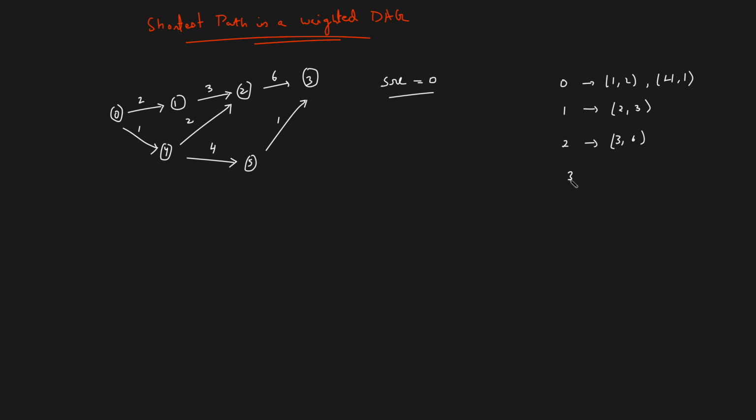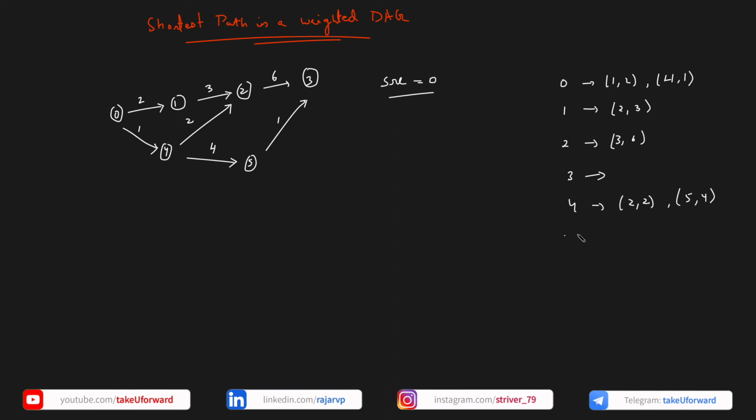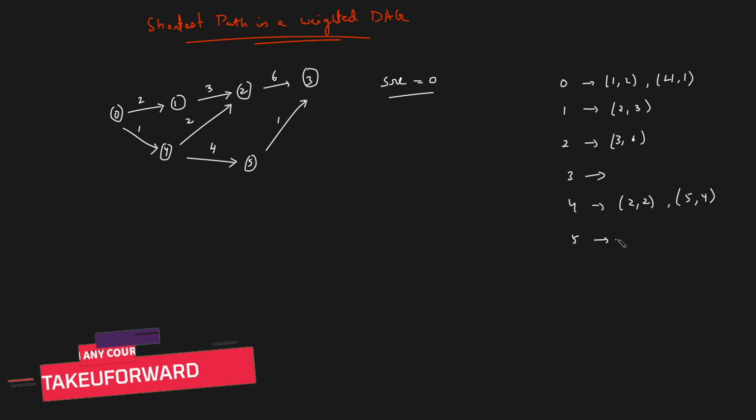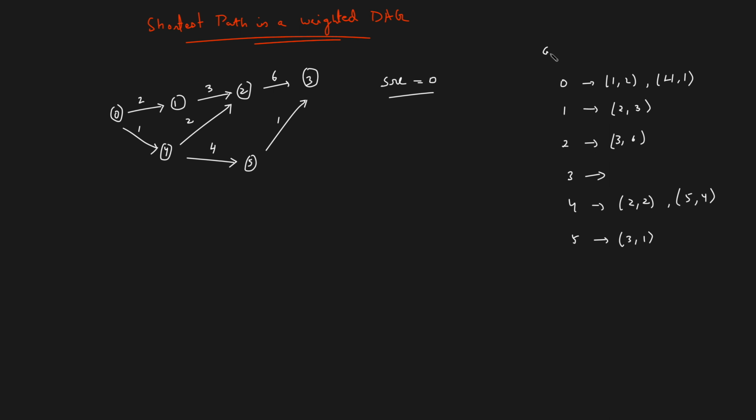For node 3, there are no adjacent nodes. For node 4, there are two adjacent nodes. One of them is 2, which has a distance of 2, while the other is node 5, which has a distance of 4. For node 5, the adjacent node is node 3 with a distance of 1. For all the nodes you can have the adjacency list like this. You store pairs: this is the adjacent node and this is the edge weight. So this will be your adjacency list for this given graph.